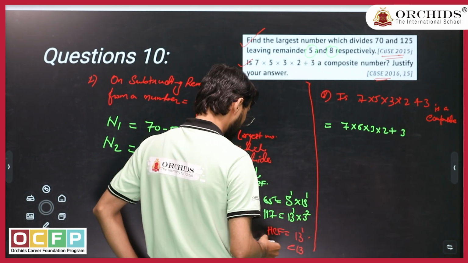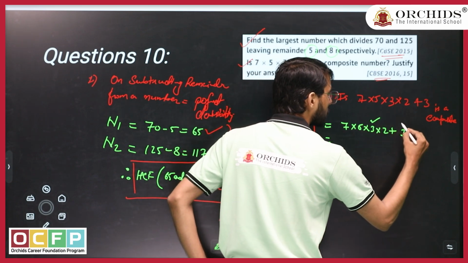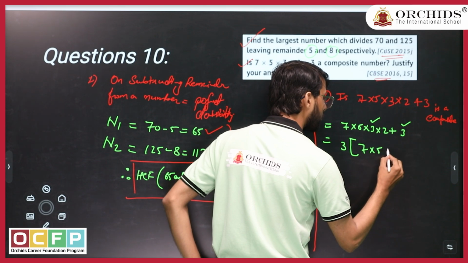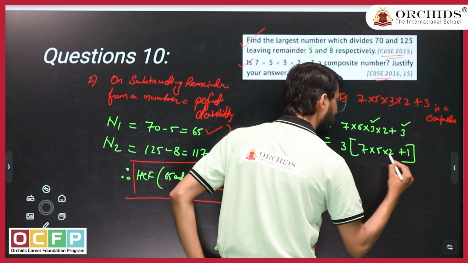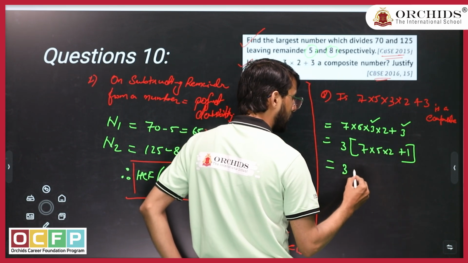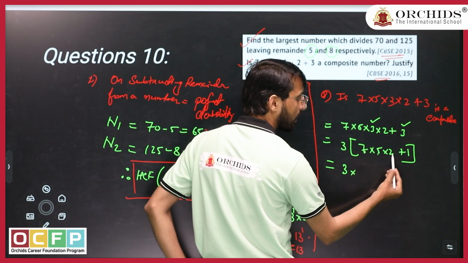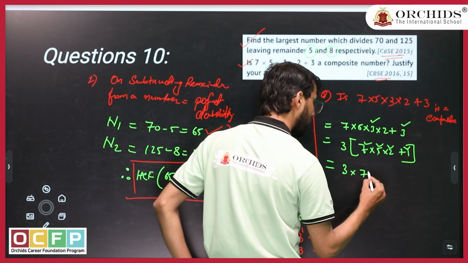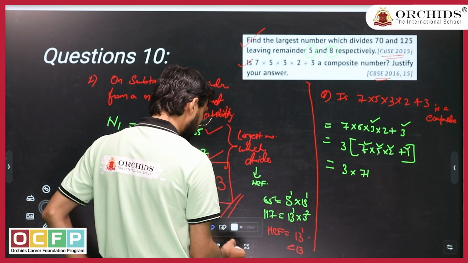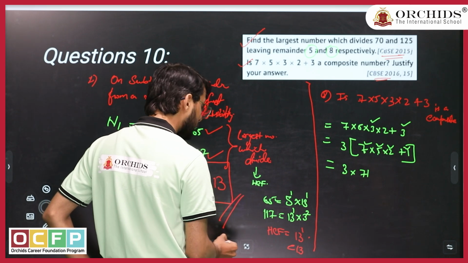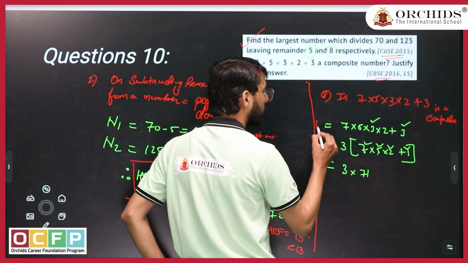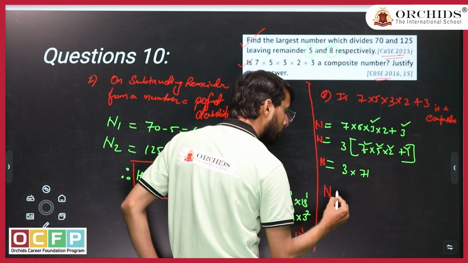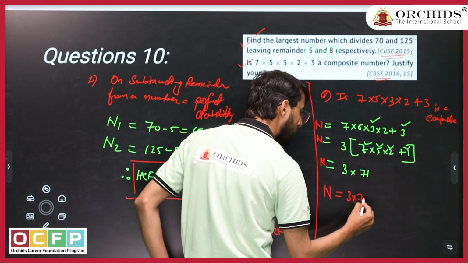So we can see that 3 is common in both. So I am taking 3 outside. So remaining is 7 cross 5 cross 2 plus 1. Now 7 into 5 is 35, 35 into 2 is 70, plus 1 is 71. We are getting 71, and since 71 is a prime number, we can't factorize further. So what factor did we get? Suppose this number is n. So we got n is equal to 3 cross 71.